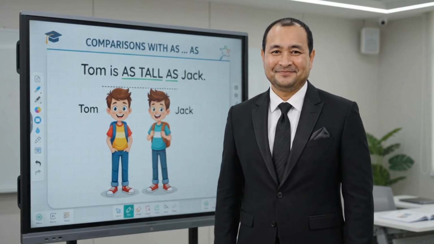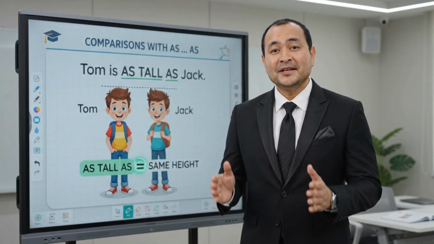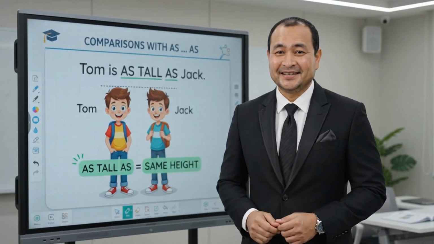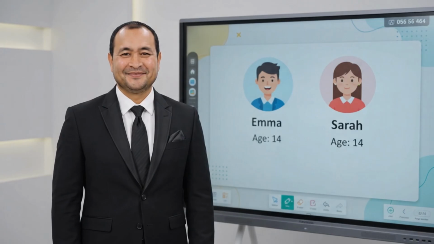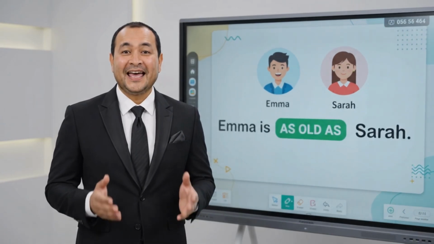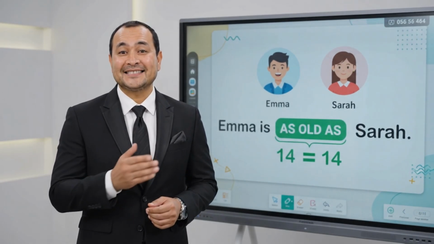Tom is as tall as Jack. This means Tom and Jack have the same height. Here is another example. Emma is as old as Sarah.